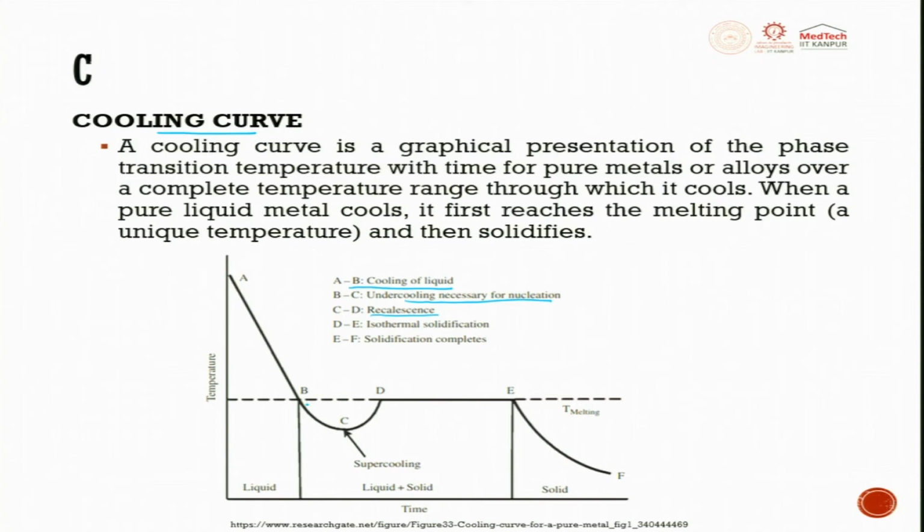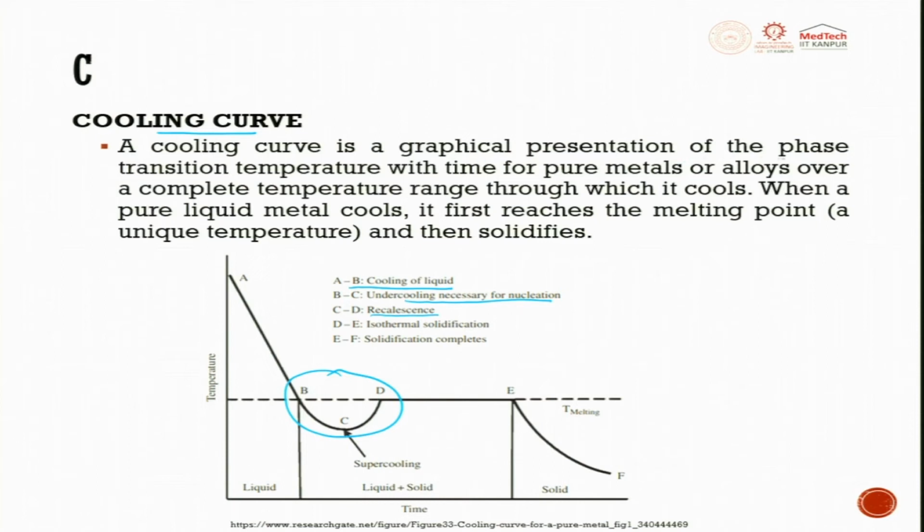So, you have a liquid phase, you have a liquid cum solid phase, you have a solid phase. Every metal or ceramic follows this curve. If you plot a temperature versus time curve, it follows this. The most important parameter to understand is the cooling curve, necessary for nucleation. Because the nucleation sites have to be formed, it goes into this, and after reaching it, recalescence happens, and then the temperature tries to increase.